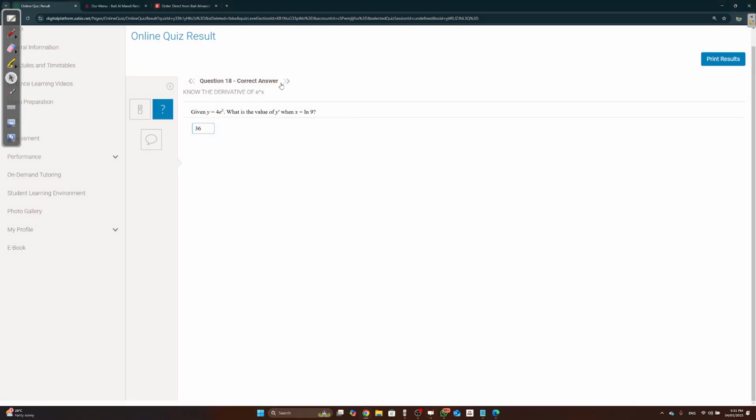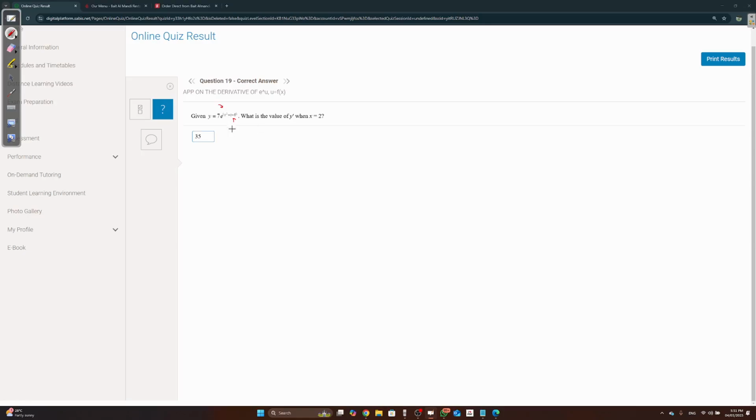Question 19. Okay, given y is equal to 7e to the power of x squared plus x minus 6. What's the value of y prime when x is equal to 2?